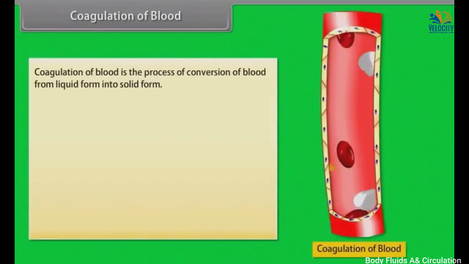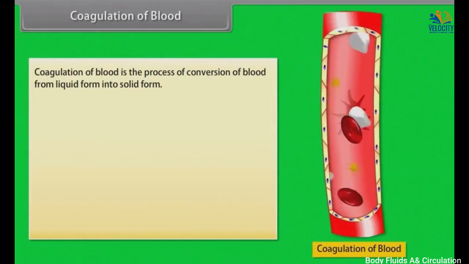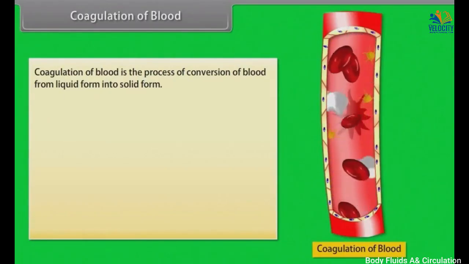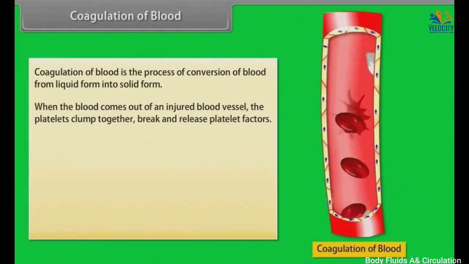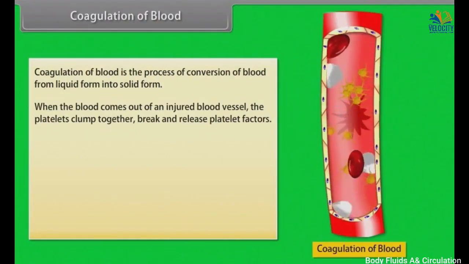Coagulation of blood. Coagulation of blood is the process of conversion of blood from liquid form into solid form. When the blood comes out of an injured blood vessel, the platelets clump together, break and release platelet factors.